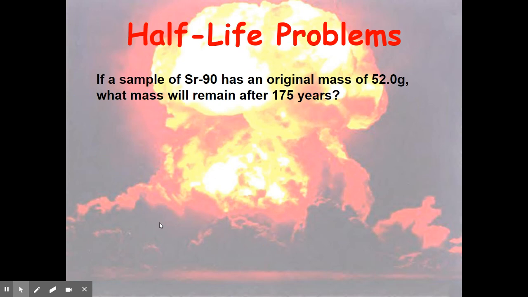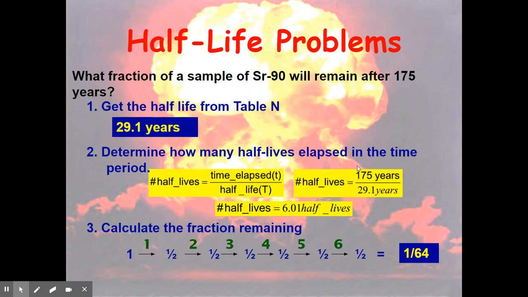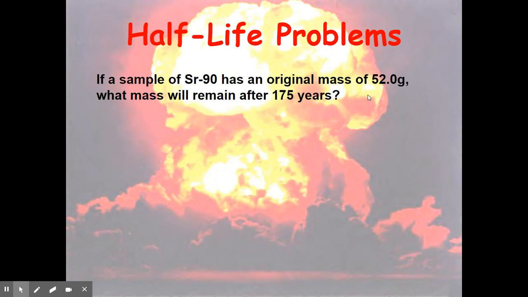If a sample of strontium-90 has an original mass of 52 grams, what mass will remain after 175 years? This is like the problem I was talking about last time. I kept the isotope the same, strontium-90. 175 years is just like we did over here. 175 years divided by 29.1 is 6 half-lives. So instead of starting off with 1, we're starting off with 52 grams, and we have to divide it in half 6 times because in 175 years there will be 6 half-life periods. So 52 divided in half is 26.